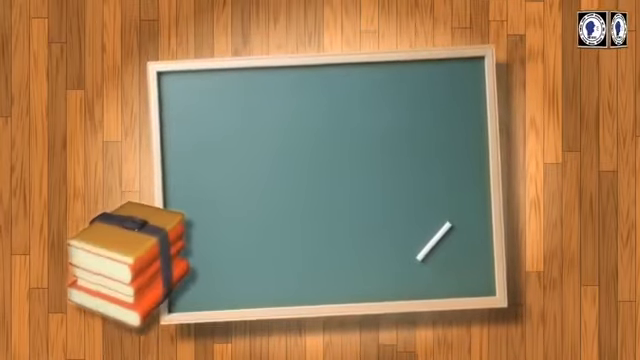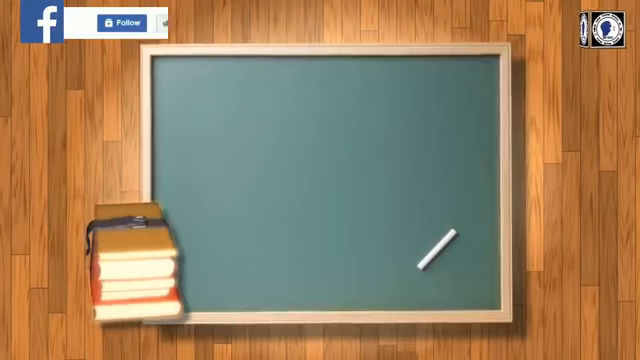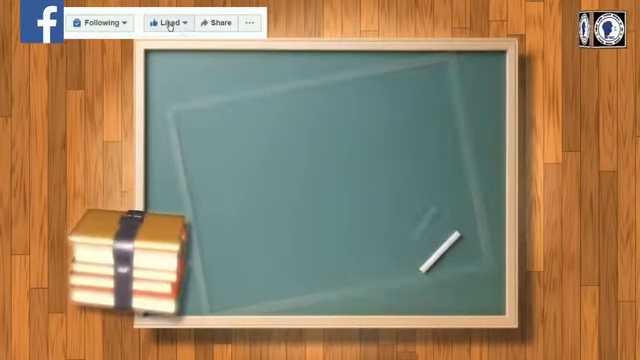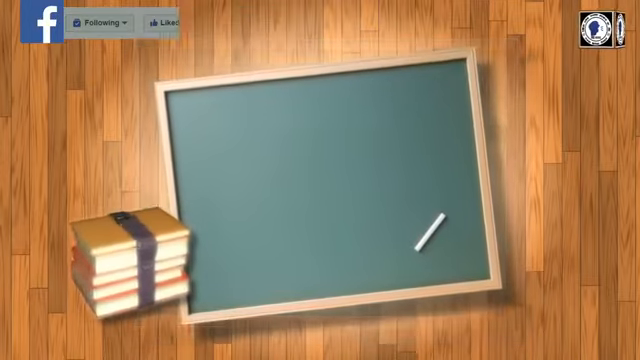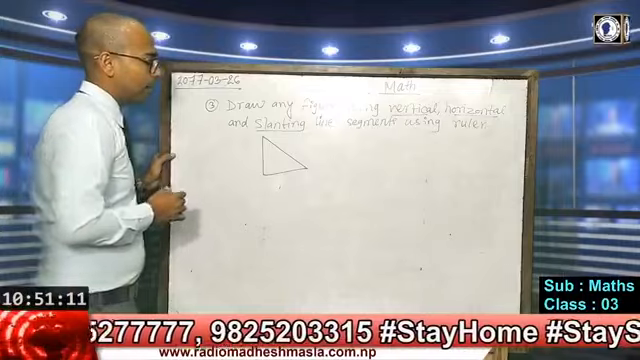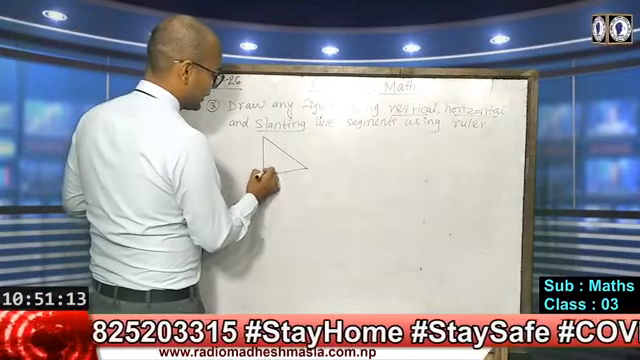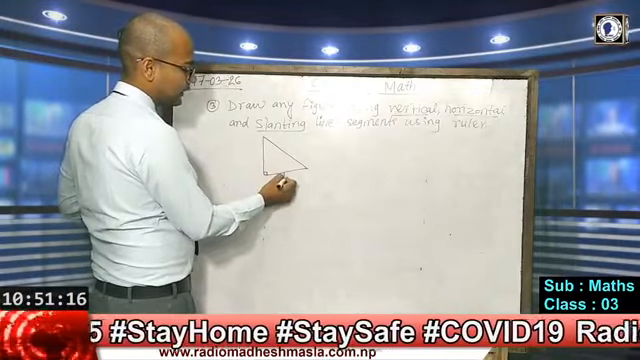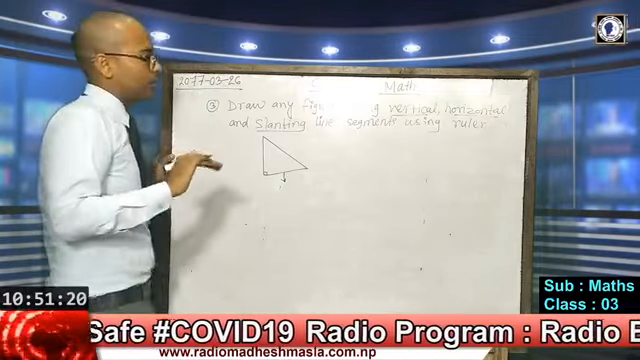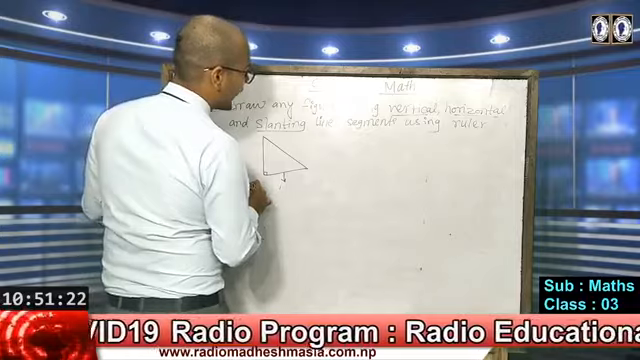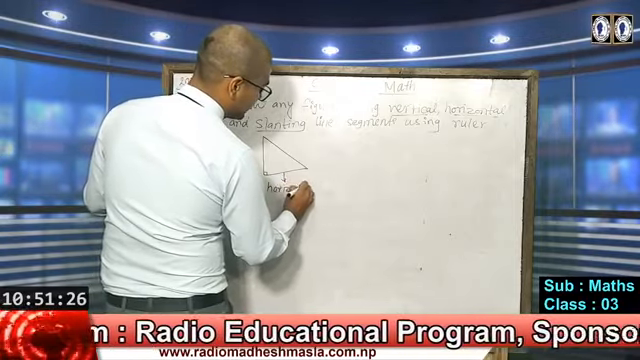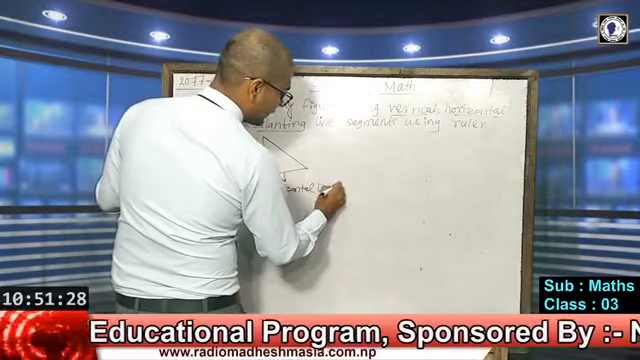So first of all, suppose I draw a right angle triangle. Students, you also draw this right angle triangle. In a right angle triangle, the baseline is the line which is in the sleeping form, lying on the ground like this. This is known as what? Horizontal line segments.